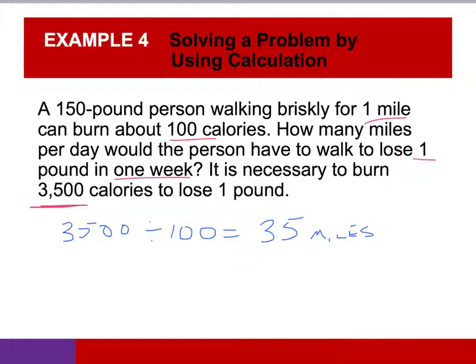Alright, but we have a whole week to do that, so that's 35 miles. And now we're going to divide that by how many days are in a week. We divide that by 7 days a week. And we get a total of 5 miles per day. It's not too bad. It usually takes an hour to do.